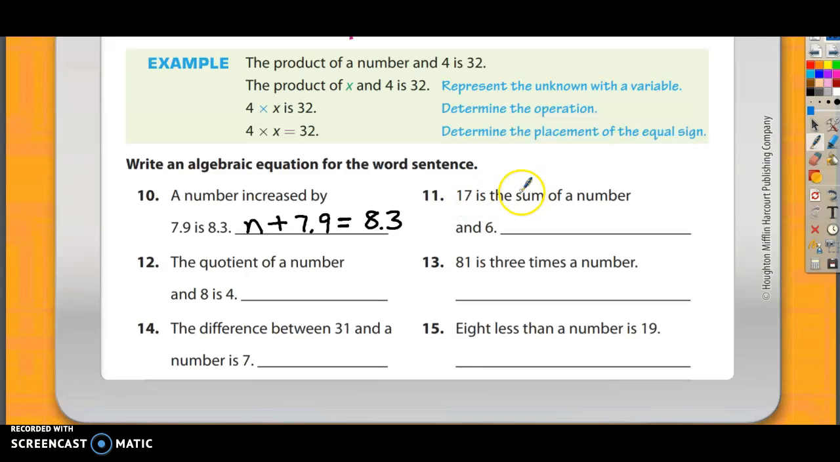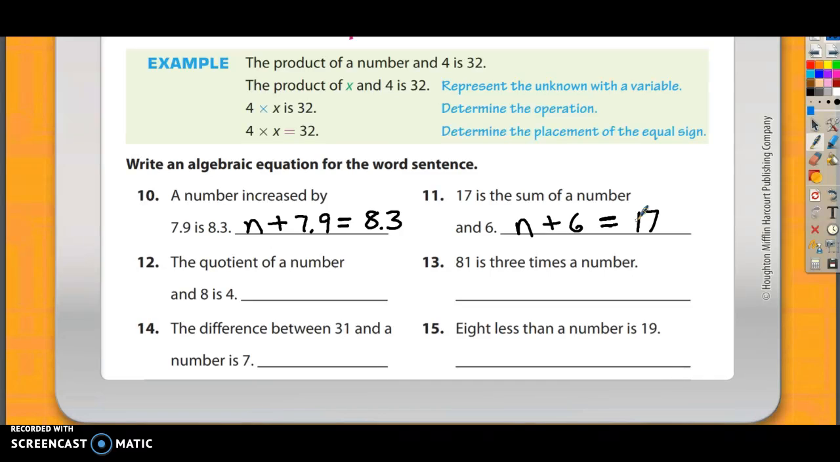Number 11, it's another addition because sum. It says 17 is the sum of a number and 6. So a number could be n plus 6 is 17. 17 is the sum of a number and 6. So there's the sum of a number and 6, and it is equal to 17.